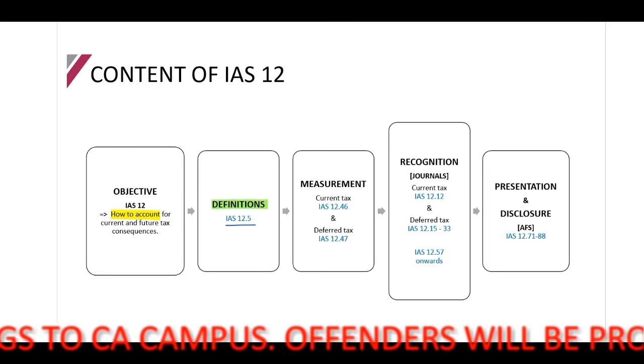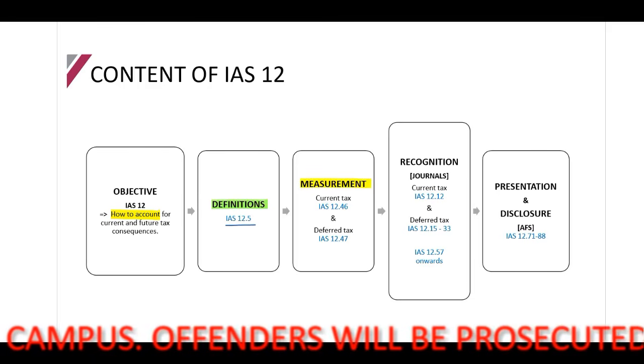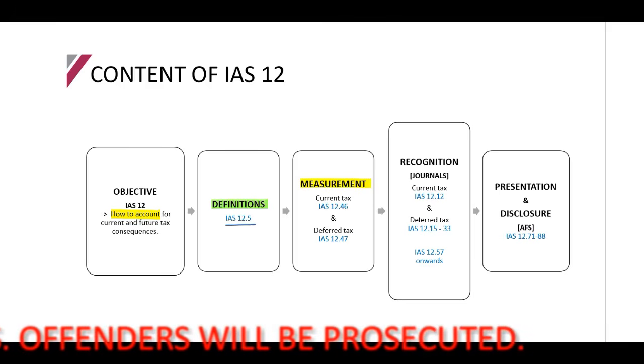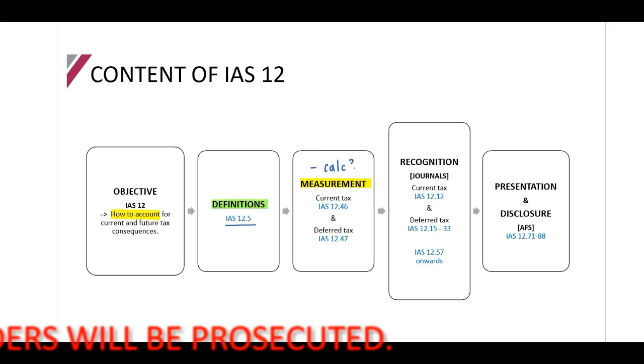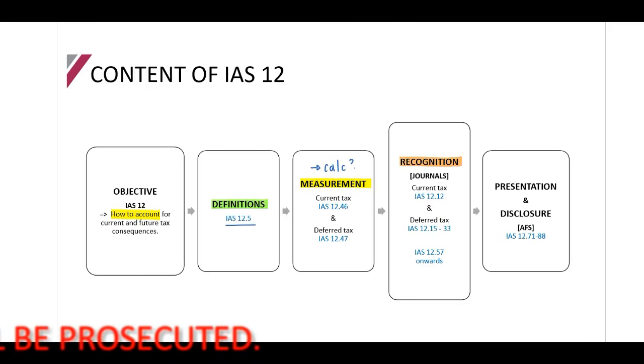We are going to cover measurement in terms of our current and deferred tax. Now, when you read through the standard and they indicate to you measurement, this is the calculations. How do we calculate an amount? We will also cover recognition. This will be how do we recognize the amount that we've calculated in terms of our journals, again for current and deferred tax, and then important, our presentation and disclosure of current and deferred tax.